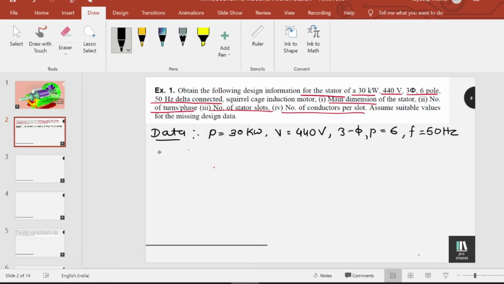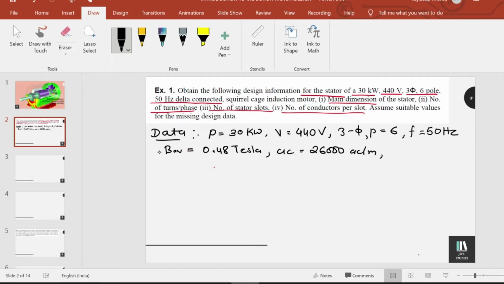So what we need first of all is the specific magnetic loading, BAV. BAV we can assume as 0.48 Tesla. How can we assume it? We have a hand design book, and from this design book we can consider the value of specific magnetic loading as 0.48 Tesla. Then we consider the electric loading AC, which is 26,000 AC per meter, meaning specific electric loading per meter.